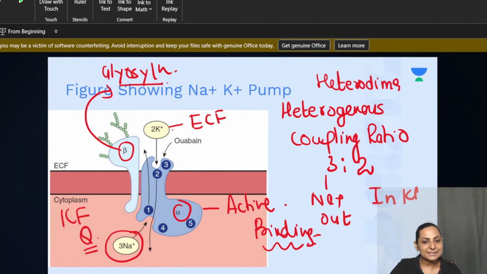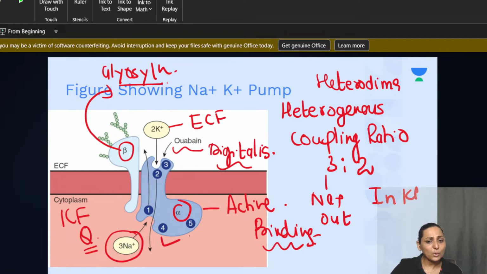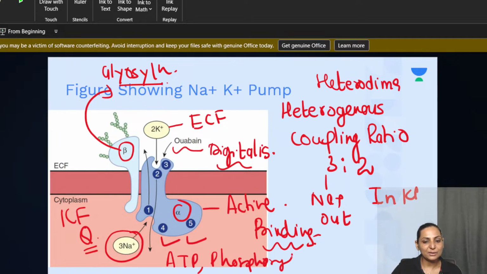As we know that this is inhibited by digitalis, which is also going to bind the extracellular site. So in QBank, digitalis, that is the cardiac glycoside, will always have a binding site which is outside. 4 and 5 are supposed to be the sites for binding of ATP and phosphorylation. Okay, binding of ATP and phosphorylation.